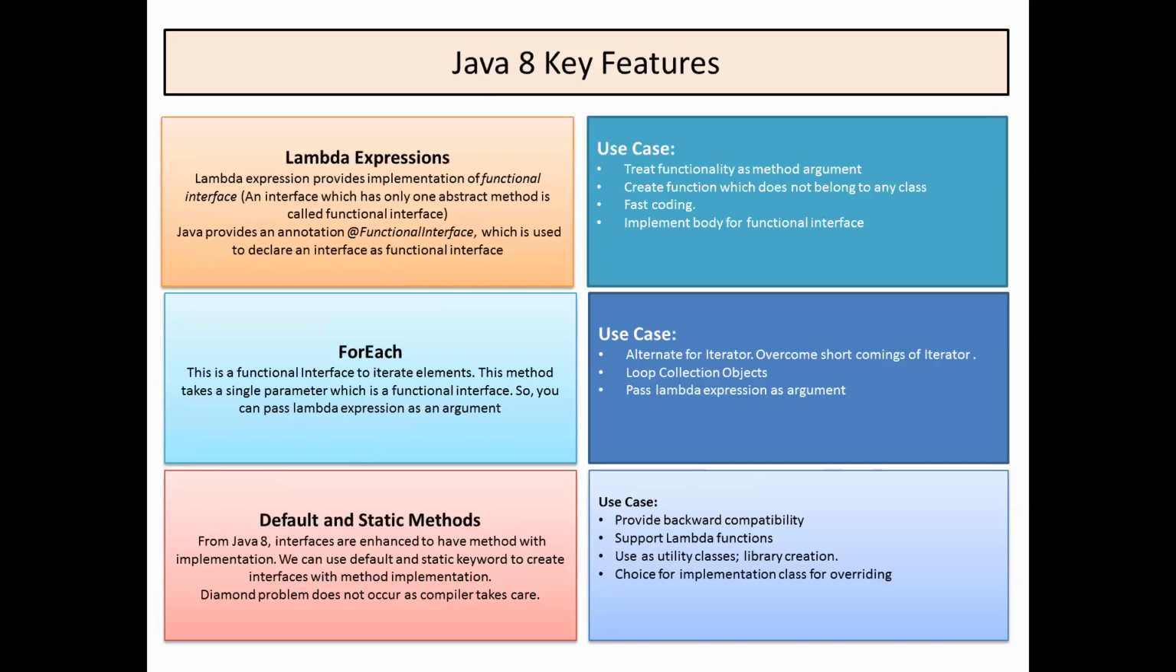So the first one is lambda expressions. Just to give you a background, before Java 8, whenever we wanted to implement or override a particular function defined in an interface or an abstract class, we used to override it by declaring the method and then providing the body for that method.